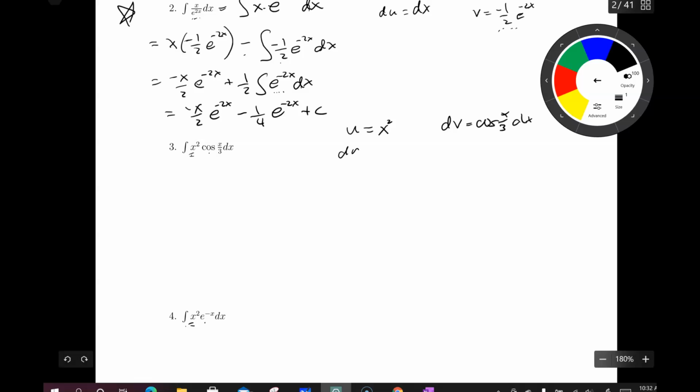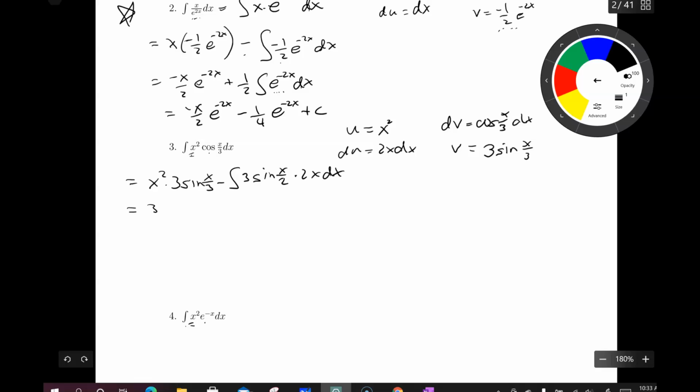All right, so du is 2x dx, antiderivative. So here the a is 1/3, so multiplying by 1 over a is going to be 3, and the angle stays the same. So I get uv minus the integral of v du.